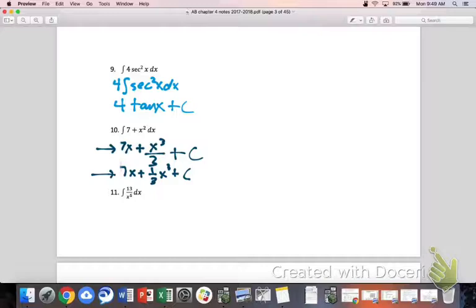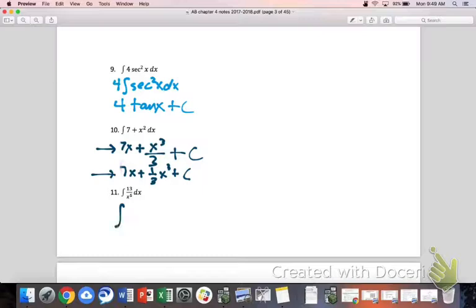Okay, and then finally number 11 was the last one in this little set. Did you all flip up the x to the 5th up to the top? You really want to do that. You're going to find that doing the integral or the antiderivative of a fraction becomes very problematic very quickly. And so you don't want to be casual with fractions. You want to turn them into something that's not a fraction if possible.